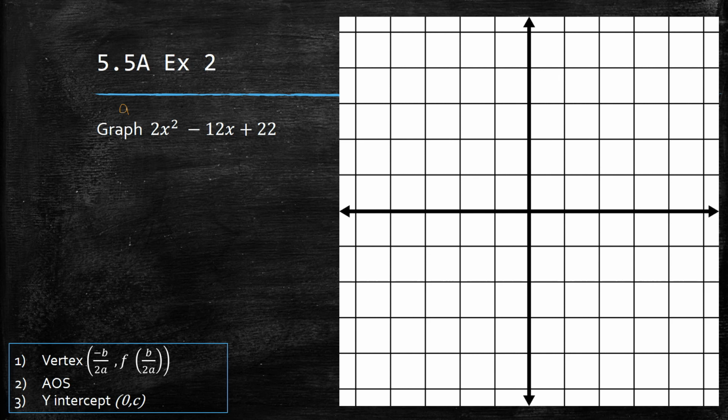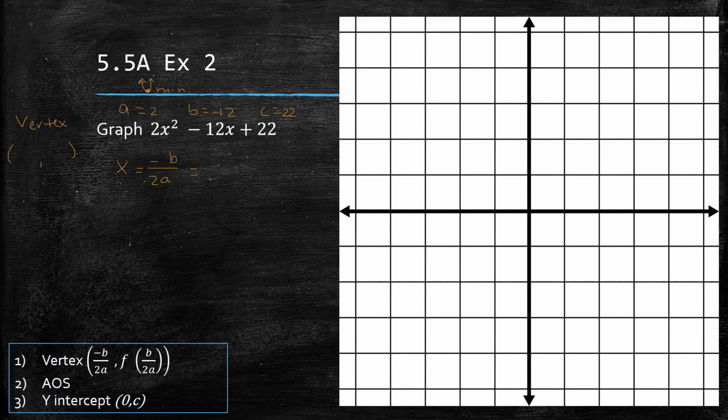So let's go ahead and identify: a is 2, b is -12, c is 22. Okay, a is positive, so we know that it's going to open upwards. Our vertex is going to be at the bottom. It's going to be a minimum. Okay, so let's go ahead and find our vertex. Remember, it's the point x, y. Okay, our x value is found by using the equation -b over 2a.